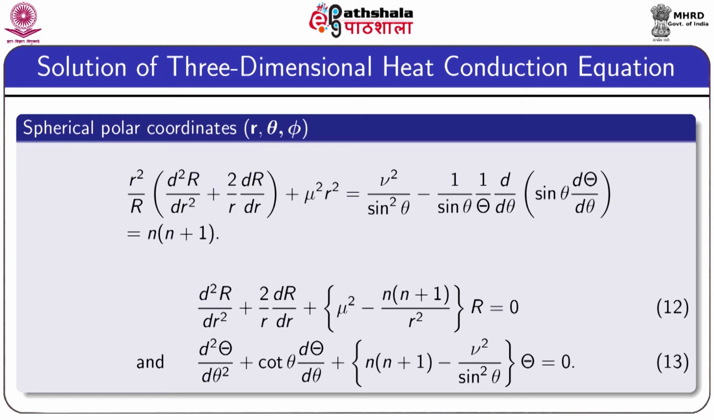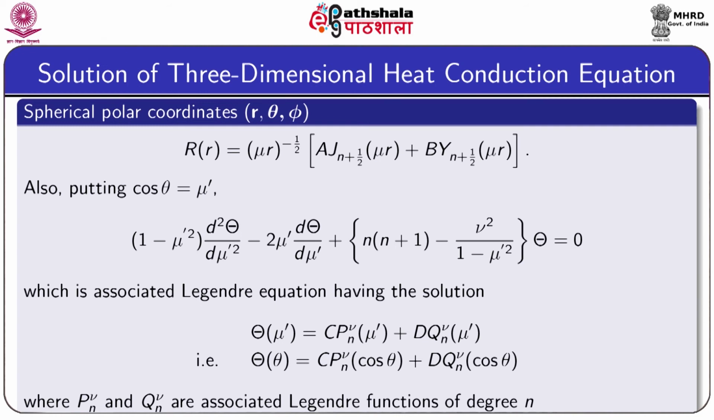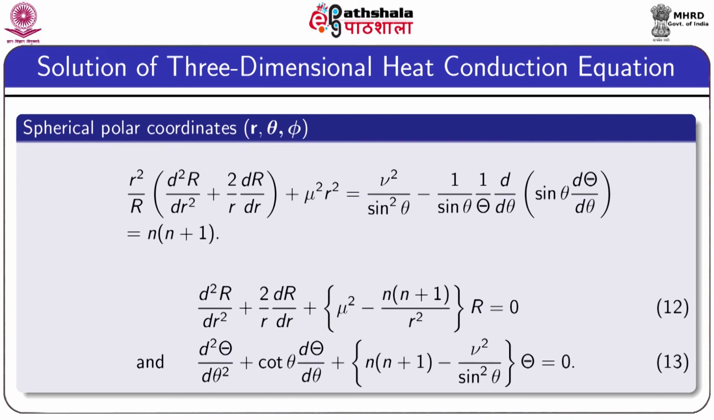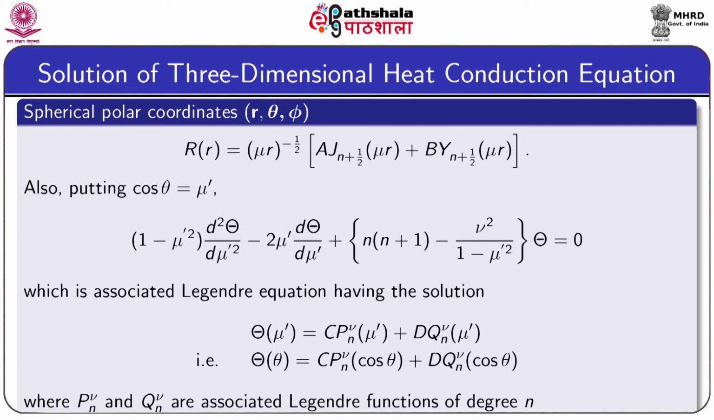If you observe equation 12, this is not a Bessel equation, but using some transformation in the dependent variable R, we can obtain a Bessel equation, and the solution can be written in this form: capital R equals (mu r) to the power minus half, times a J of n plus half (mu r) plus b Y of n plus half (mu r), where J and Y are Bessel functions of order n plus half, of the first kind and second kind respectively.